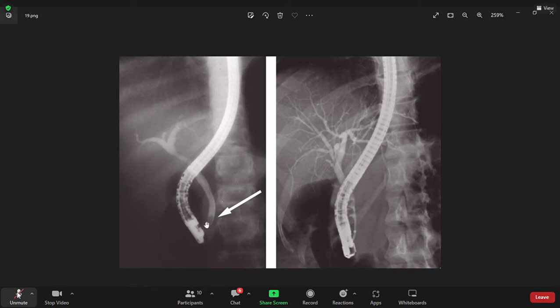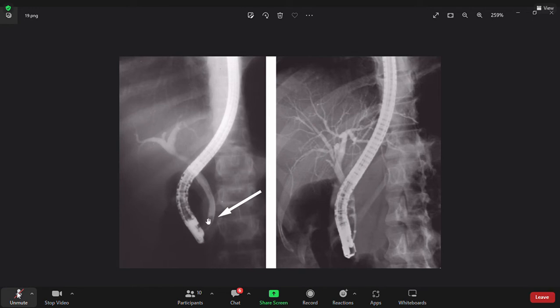If the stone doesn't move easily, you can attach the endoscope to an external lithotripsy machine, which will send shock waves to shatter the stone. The stone crumbles into smaller parts, and then you scoop them out. So an ERCP is indicated as a therapeutic means for removing these common bile duct stones.